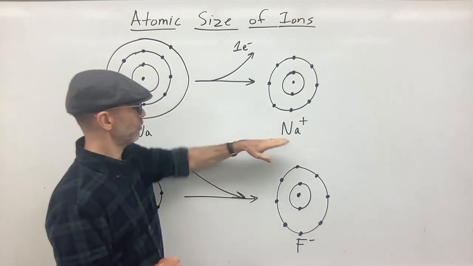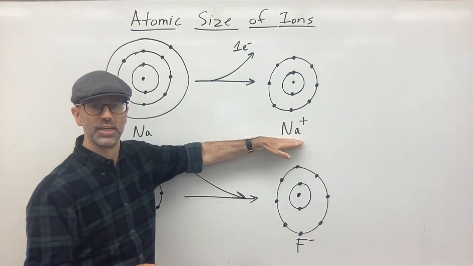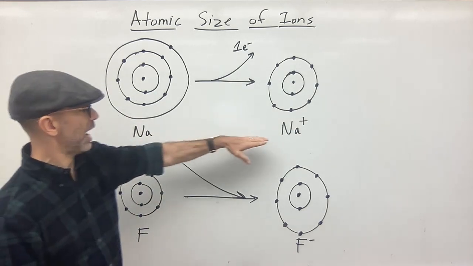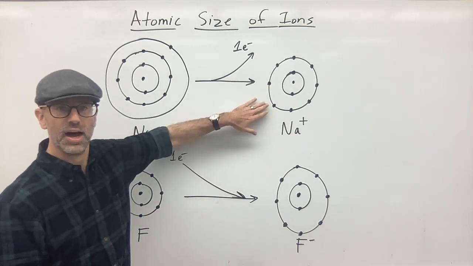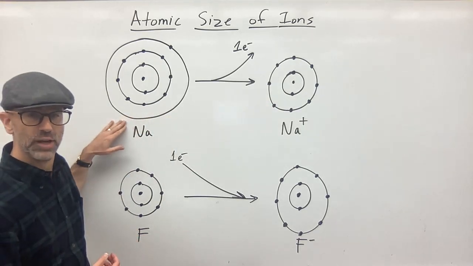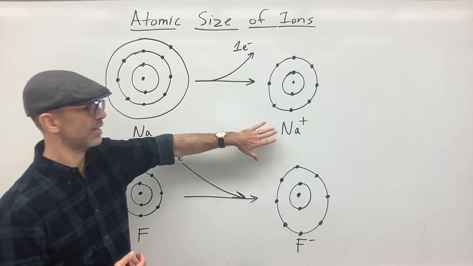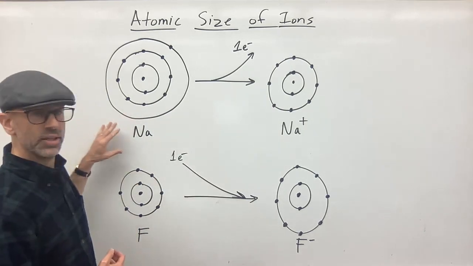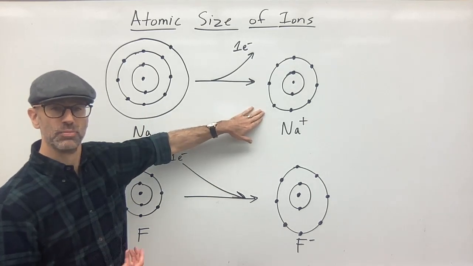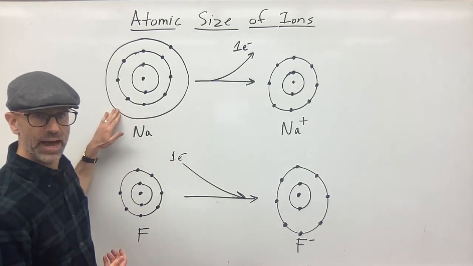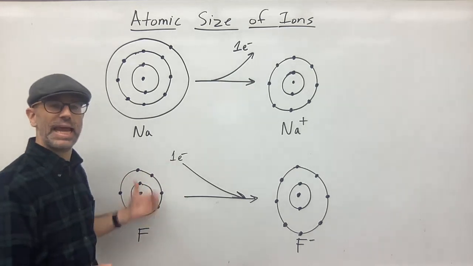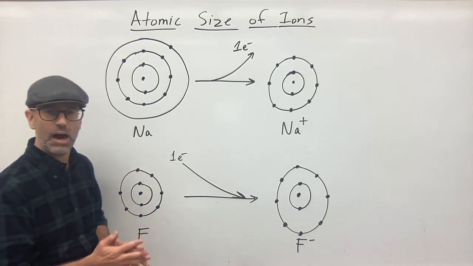And so now when we're comparing the size of the metal ion with the original neutral metal, you can obviously see that the ion is going to be a smaller size than the neutral atom. So comparing the ions with the neutral atom, if it's a metal, the metal ion will be smaller than the neutral atom. For non-metals, however, they need to gain the electrons to get that outer shell.